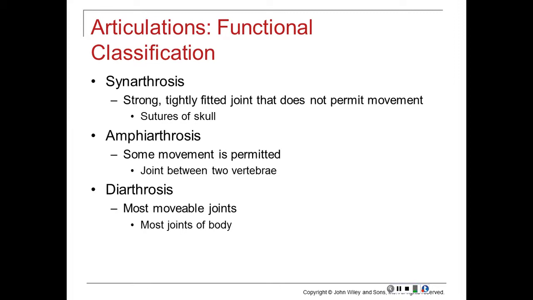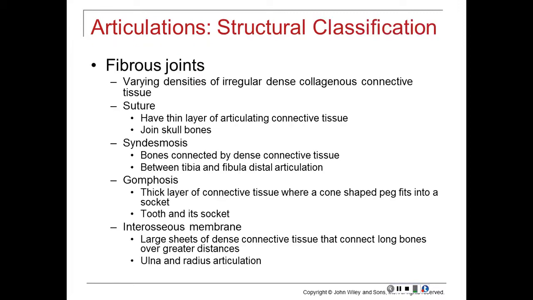Diarthroses, these are the most movable joints. This is probably what you thought about when I told you we were talking about joints, right? This is our elbow, our shoulder, our knee, our hip. All of the very movable joints of our body are diarthroses.